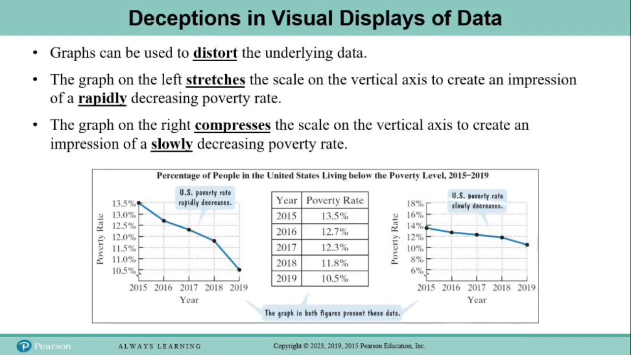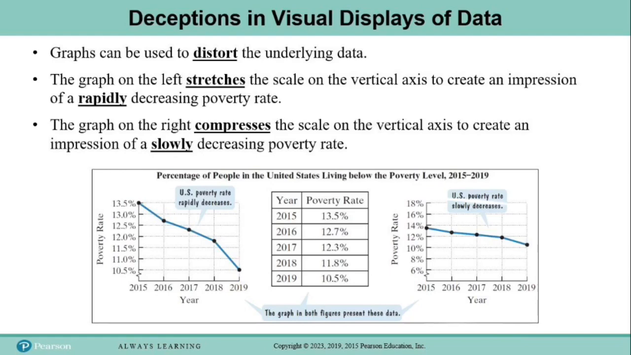One thing that can really mess with the way we see a graph is what people are doing with the vertical axis. So both of these two graphs are from the same data. They are both graphs that represent this table that you see in the middle. The vertical scale on the left is stretched out. Notice that it goes from 10.5 to 13.5. So when you draw the line graph, it looks like there's this huge vertical drop. And so it looks like the poverty rate is going down really fast, but it's not really.